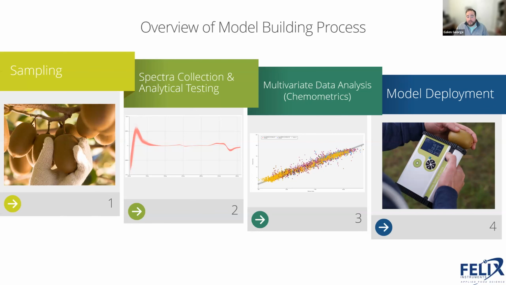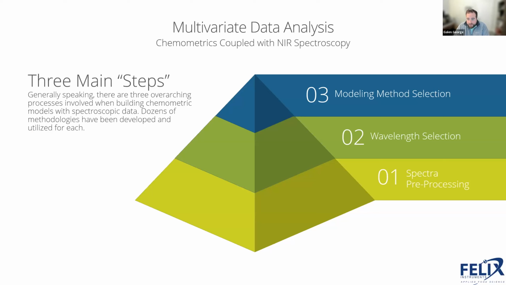So multivariate data analysis, or chemometrics coupled with NIR spectroscopy, really has 3 main steps. We have spectra pre-processing, a wavelength selection step, and then a model selection, so just choosing what kind of actual modeling method we're going to use.